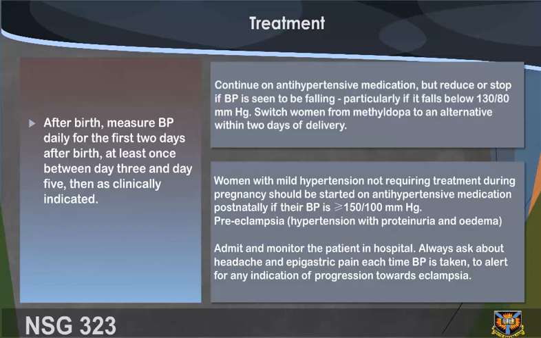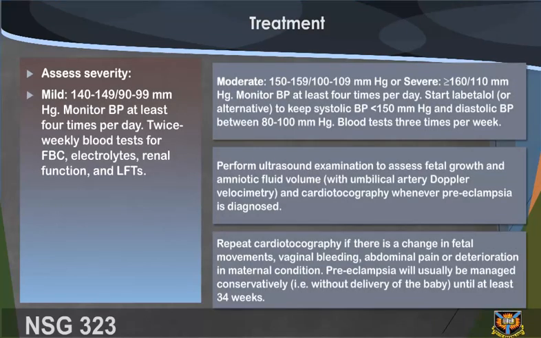Preeclampsia, hypertension with proteinuria and edema. Admit and monitor the patient in hospital. Always ask about headache and epigastric pain each time BP is taken to alert for any indication of progression towards eclampsia. Assess severity. Mild, 140 to 149/90 to 99 mmHg. Monitor BP at least 4 times per day.